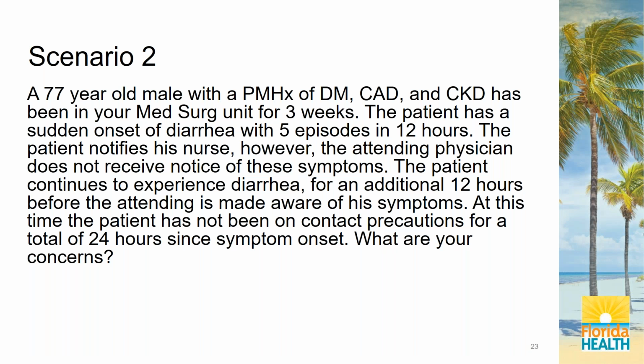Okay, so let's start with scenario 2. A 77-year-old male with a past medical history of diabetes, coronary artery disease, and chronic kidney disease has been in your med-surg unit for 3 weeks. The patient has had a sudden onset of diarrhea with 5 episodes in the past 12 hours. The patient notified his nurse. However, the attending physician did not receive notice of these symptoms. The patient continues to experience diarrhea for an additional 12 hours before the attending is made aware of his symptoms. At this time, the patient has not been on contact precautions for a total of 24 hours since symptom onset. What are your concerns in this scenario?